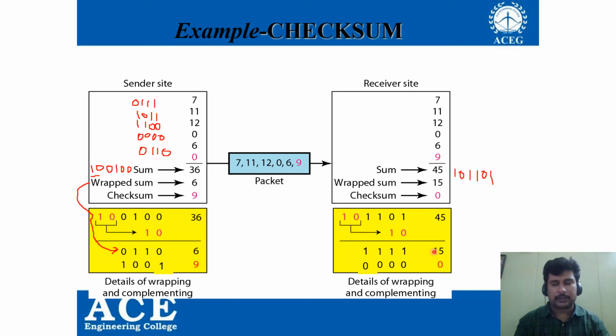So 15, when you take its complement, all ones become 0. So the final resultant is 0. So after calculating the sum, wrapping the sum, and then finding its complement, if the resultant is 0, then it indicates the calculated sum is correct. If this value is not equal to 0, it indicates there is some error generated during the transmission.